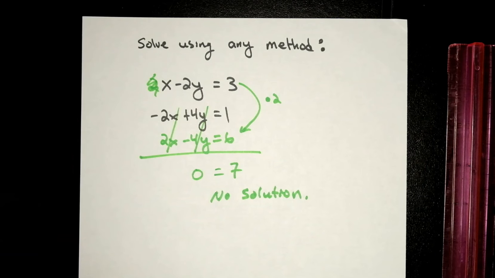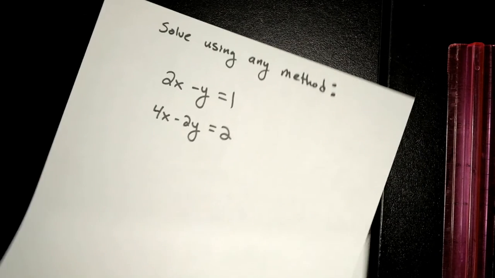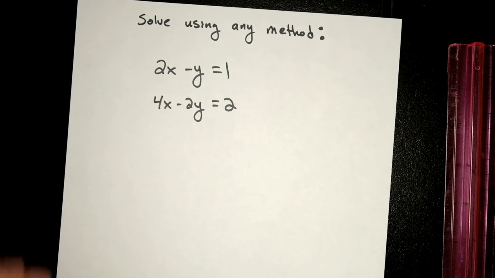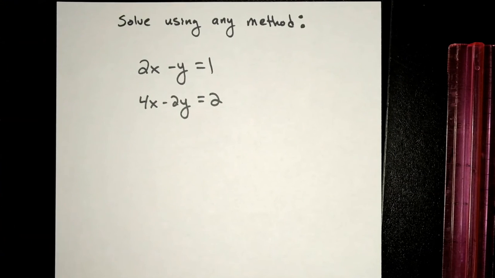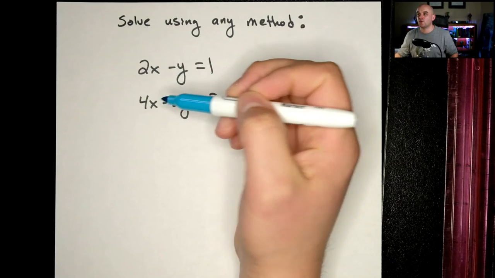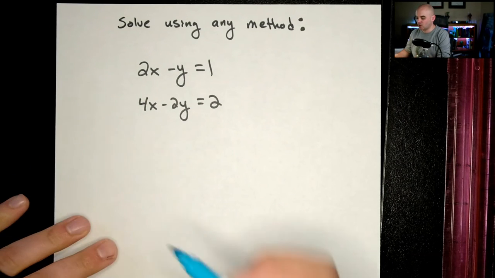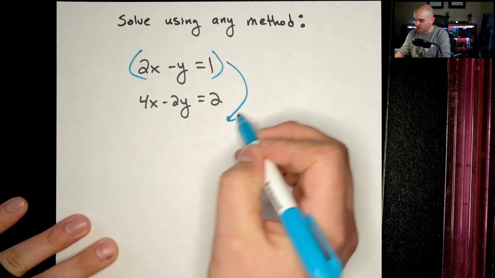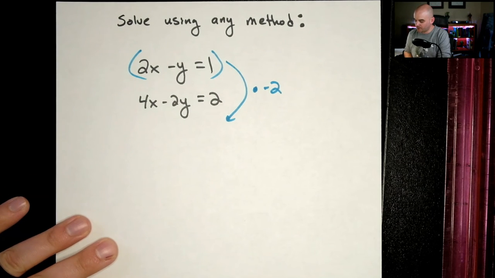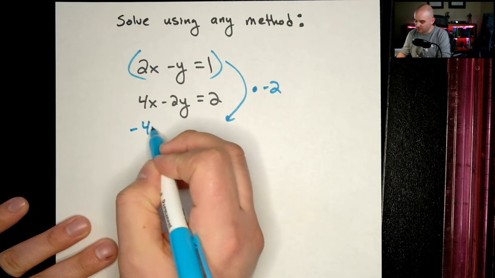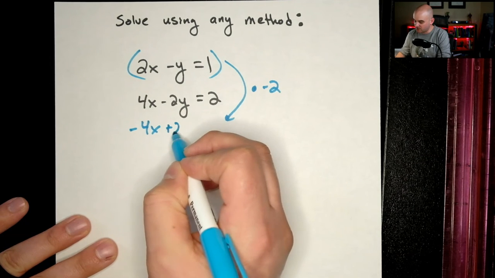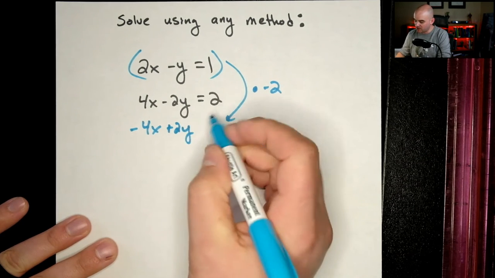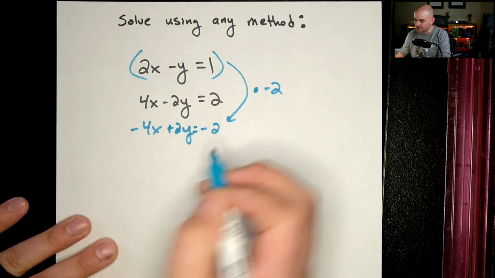In this one, I want you to use any method again and solve the system. Once again, I'm going to use elimination in this case because I see that 2 and 4 are so close to being multiples of one another. So I'm going to take this top equation and multiply it by a negative 2. That gives me negative 4x, positive 2y, and negative 2 on the right side.